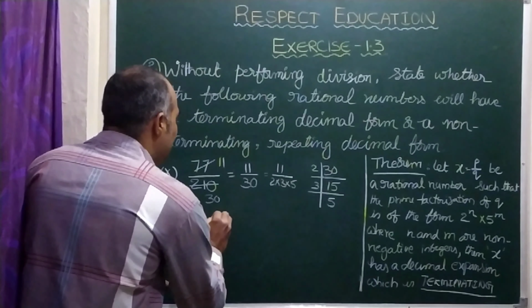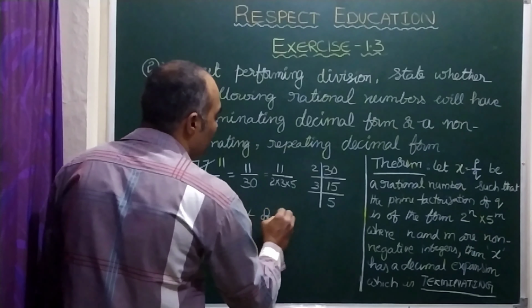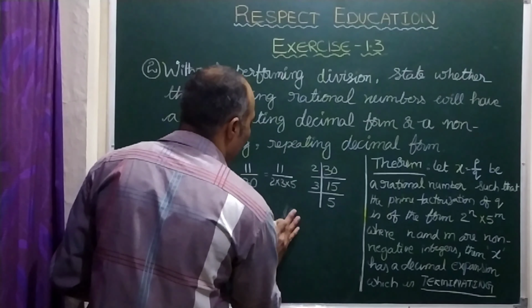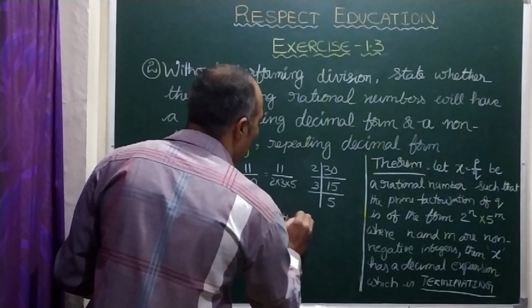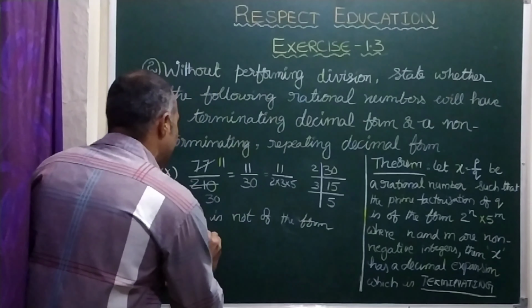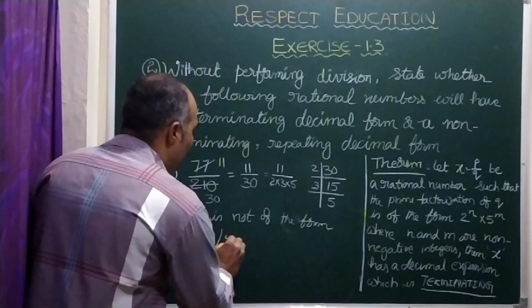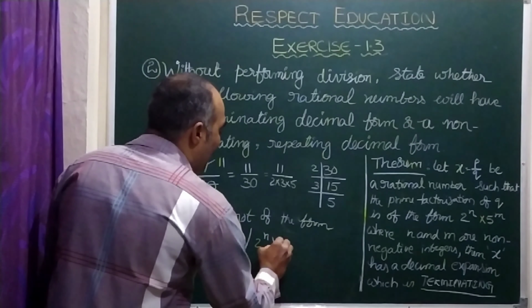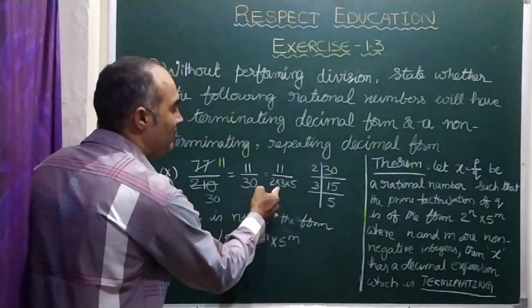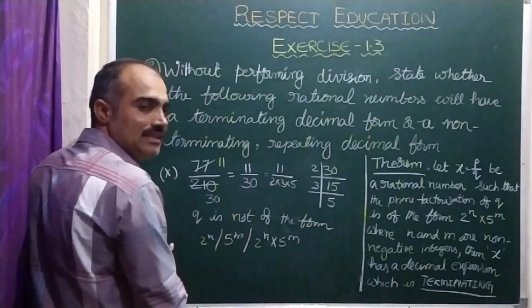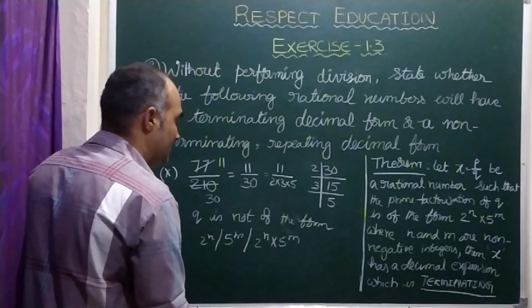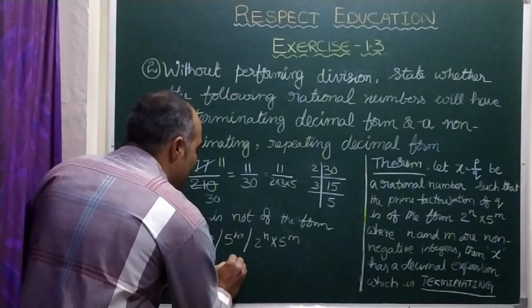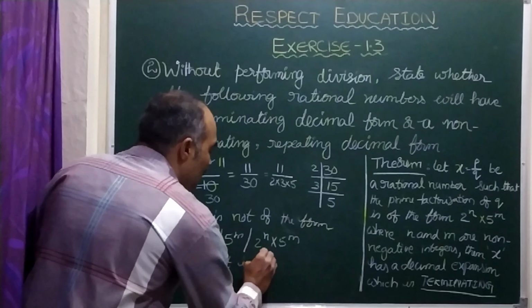Here q is not of the form either 2 power n or 5 power m or 2 power n into 5 power m, because here 3 is extra, which means it cannot be cancelled, right? So it is not of these forms. So it is a non-terminating decimal form.